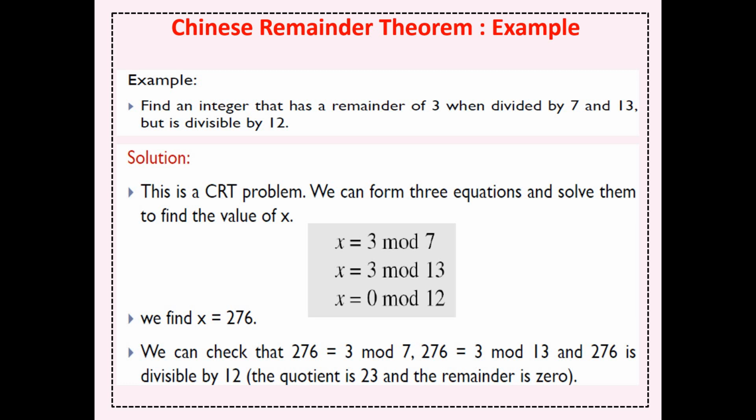See the difference. In this particular question, the equations are not provided to you, but in a different way it has been arranged. So you can see the first equation, 3 mod 7, then we have 3 mod 13, and the last one is 0 mod 12, because it is divisible by 12. So that's why the remainder is 0.